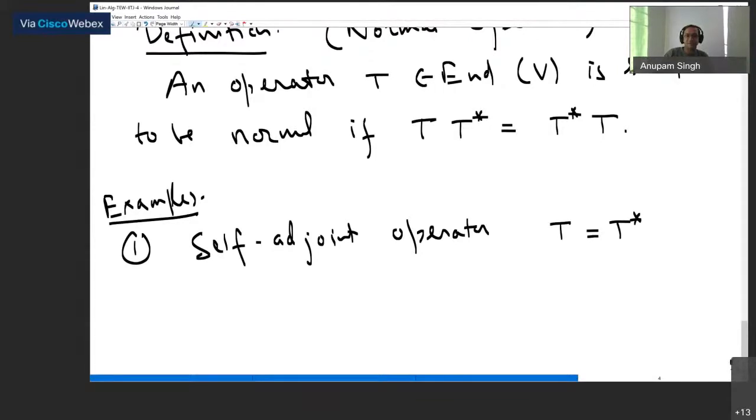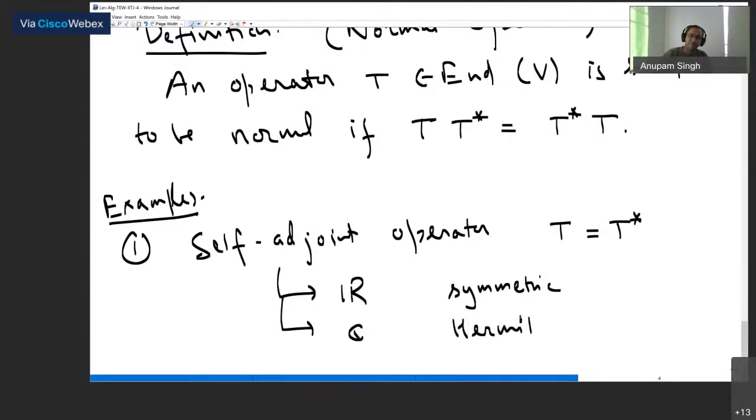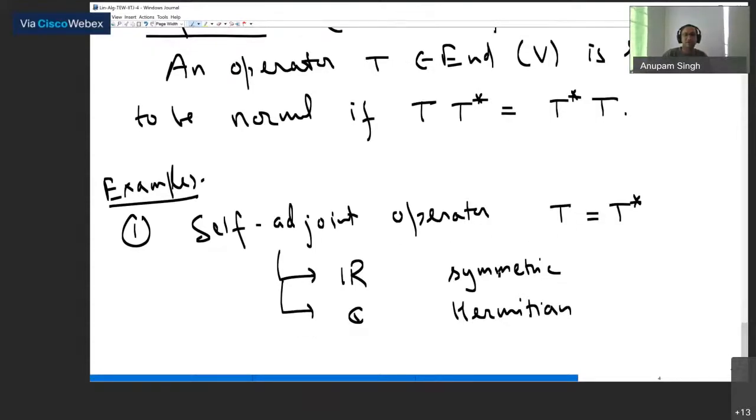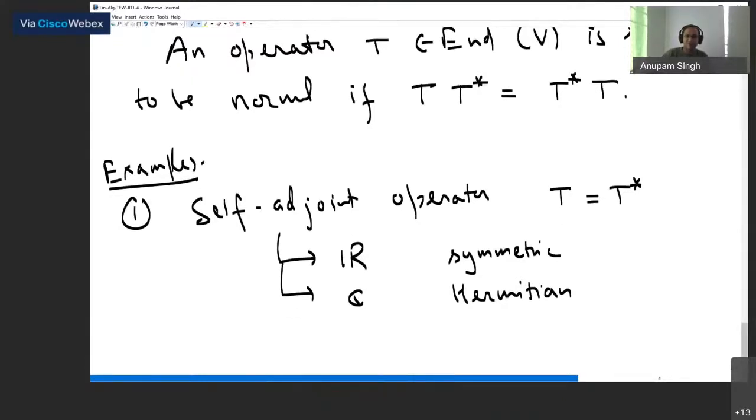You can easily check that if T is equal to T star, it will satisfy T T star equals T star T, right? If you recall, in yesterday's lecture, I defined what is called a Hermitian operator, right? In the real case, this is nothing but what I called symmetric, and in the case of complex, this is what I call Hermitian. So if we understand normal operators, we can also say something about symmetric matrices or Hermitian operators. That is the first example.